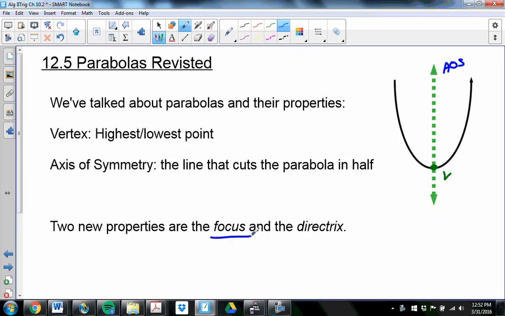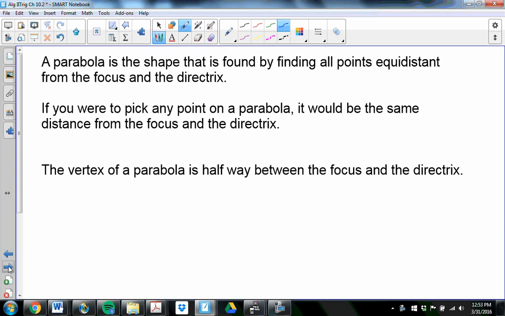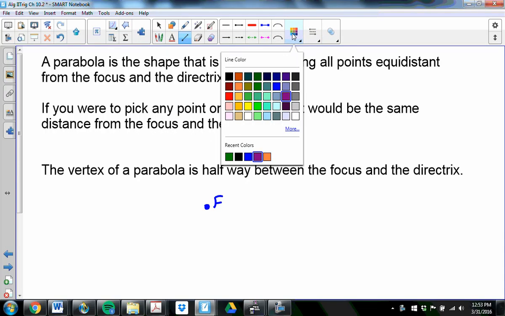Two things we're going to add today are called the focus and the directrix. Two more parts of parabolas to discuss. A parabola is the shape that is found by finding all points equidistant from the focus and the directrix. Now, focus is just some point that everything in the parabola is going to be centered around, and the directrix is just some line.